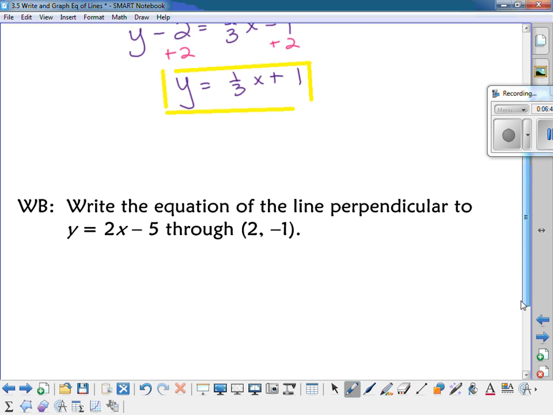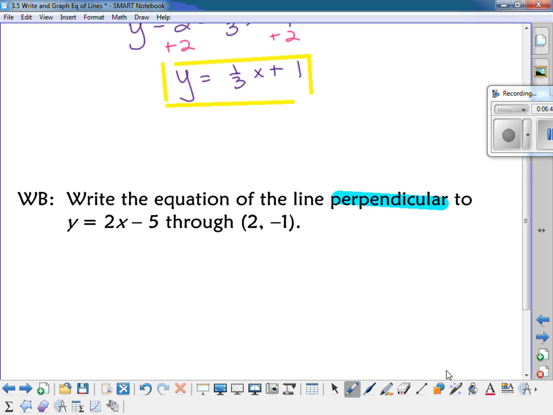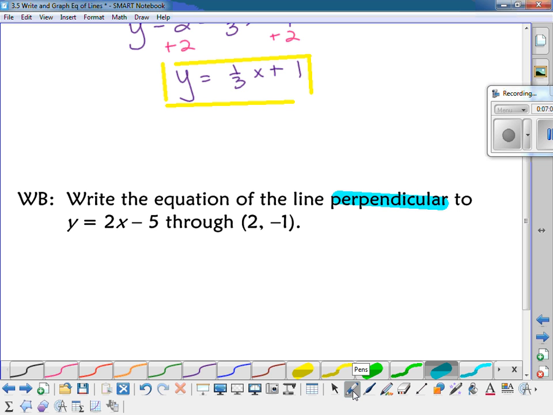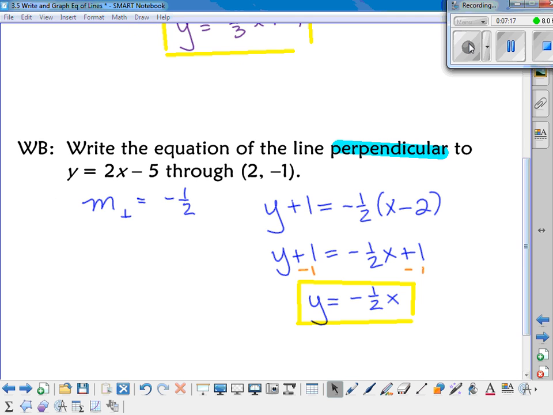Okay, so on your whiteboards, I want you to write the equation of the line that is perpendicular to y equals 2x minus 5 and goes through the point (2, negative 1). So first think about what the perpendicular slope is going to be. Should get negative 1/2. And now solve for y using point-slope. Pause the video now. Okay, so when you solved it, you should have ended up with y equals negative 1/2 x.